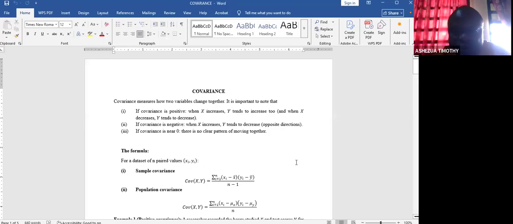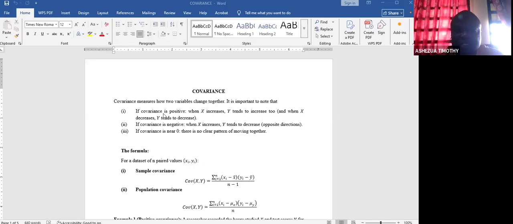Okay. Next is covariance. Covariance measures how two variables change together.